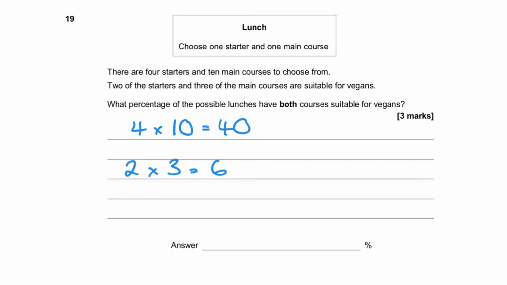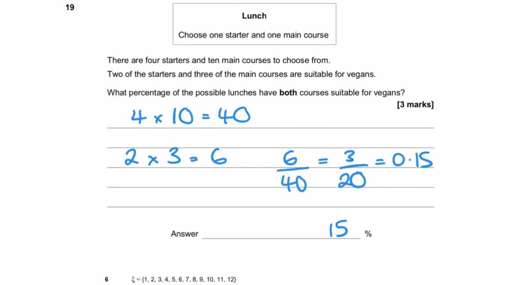So the probability of all of the possible lunches that have both courses suitable for vegans, there are 6 options for vegans, divided by the total number of possible outcomes, which is 40. So we can cancel that down to 3/20, which as a decimal is 0.15. So to write our answer as a percentage, we can times that by 100 to give us 15%.